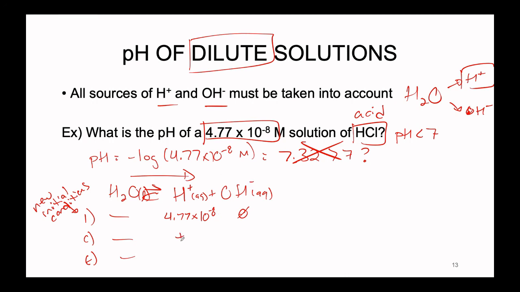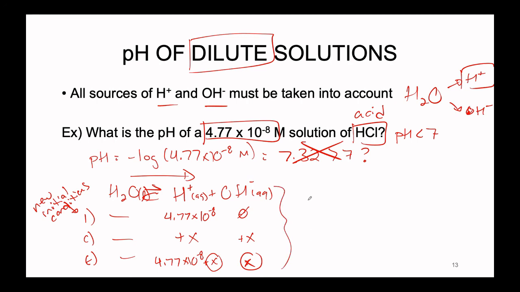So we're going to get a shift by some amount X towards the product side. So we're going to end up with 4.77 times 10 to the negative 8 plus X for our H plus concentration and X for the OH minus concentration. Now again, this makes sense if our perspective is we have added some H plus, which is what this 4.77 times 10 to the negative 8 represents, and the water is also going to contribute some H plus and OH minus once it has reached a new equilibrium.